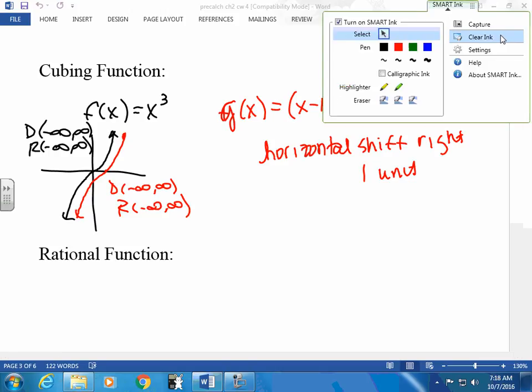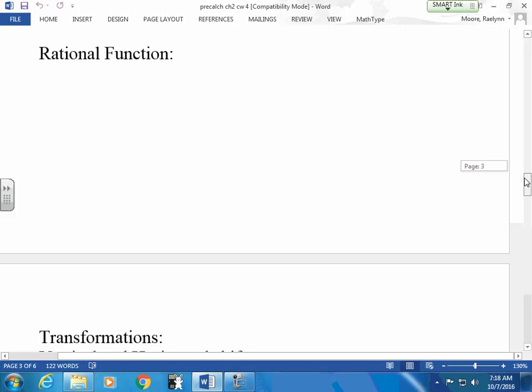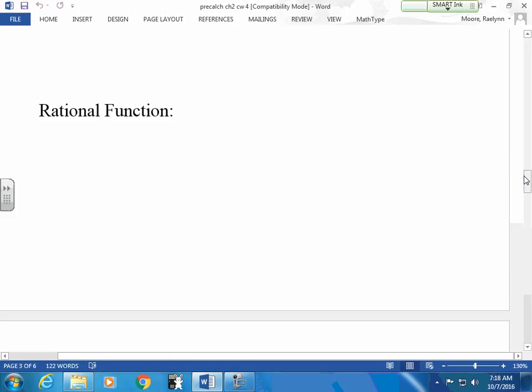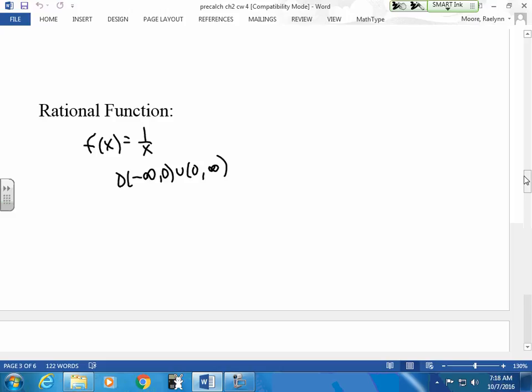Okay. And the last one, I don't know if you guys did these last year. Rational. Did you do a rational function? No. So we do have a domain restriction. And what is our domain restriction for this one? Can't be zero. So our domain is going to be anything but zero. Which means we have an asymptote. When x is zero, I can't use this. So it means we have an asymptote.